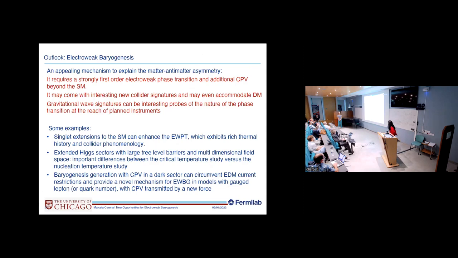Okay, so finalizing, I hope I convinced you at least a little bit that electroweak baryogenesis is really a cute mechanism to explain the baryon antibaryon asymmetry. It requires a strongly first-order electroweak phase transition and additional CP violation beyond the standard model. Okay? It may come with very interesting collider signatures, as I tried to show at least a couple: new scalars, new Z primes, and scalars that became long-lived.